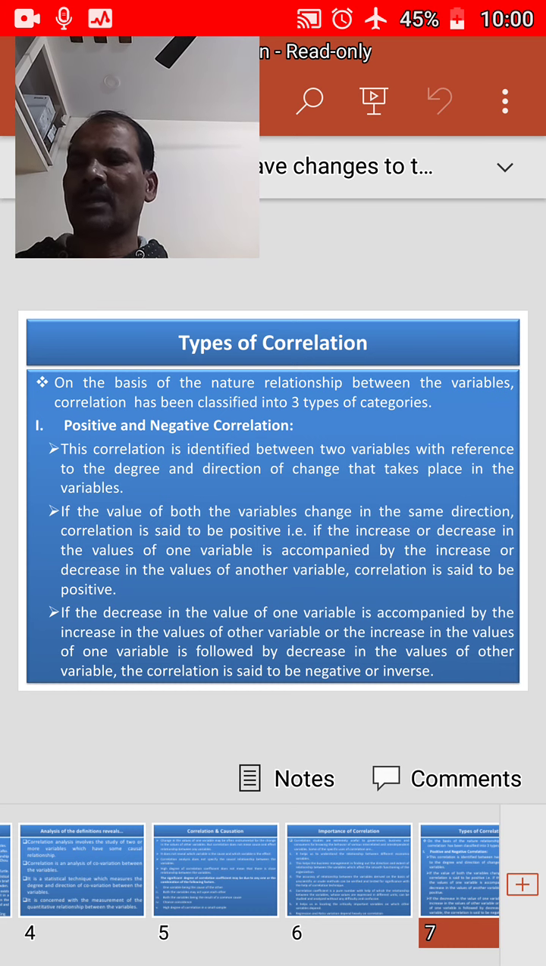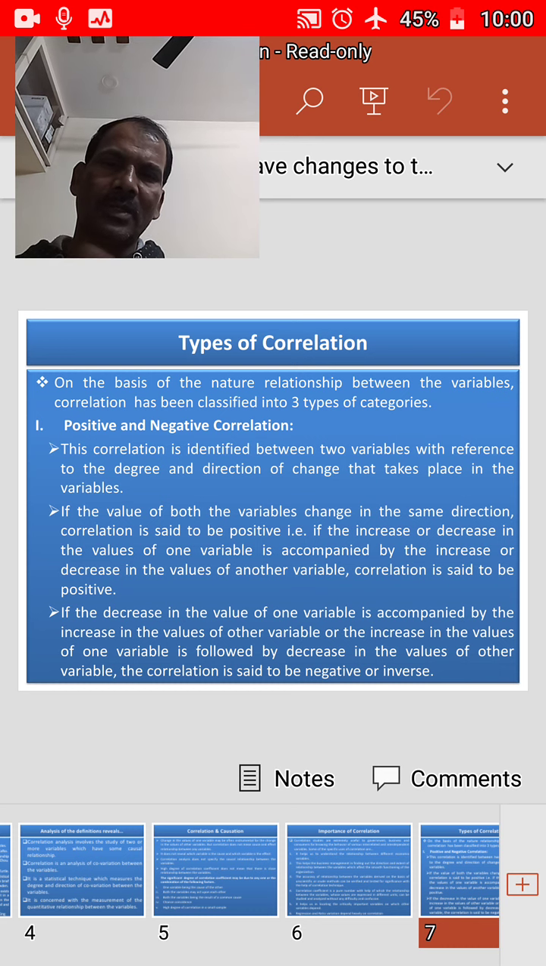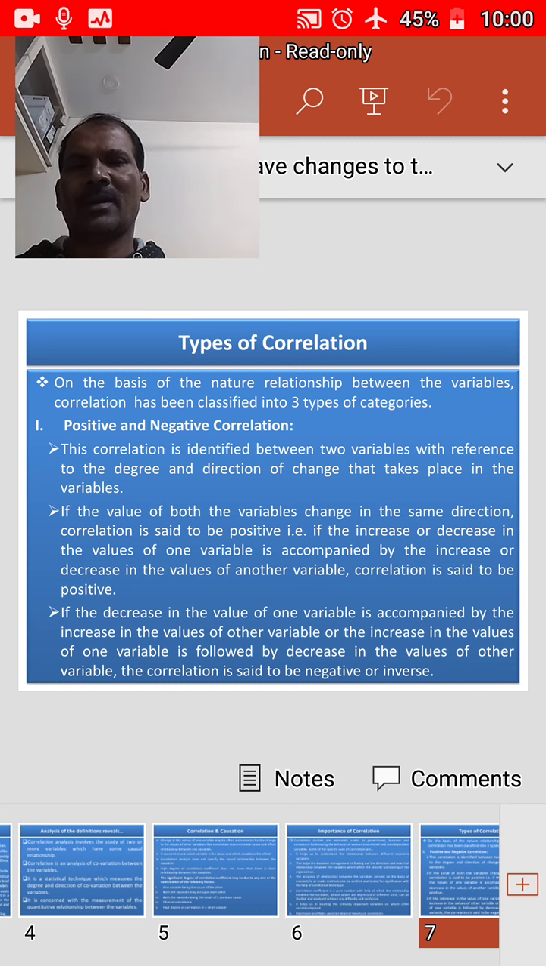Next, on the other hand, if the decrease in the value of one variable is accompanied by the increase in the value of the other variable, or the increase in the value of one variable is followed by the decrease in the value of the other variable, the correlation is said to be negative. Means one is moving in the forward direction and the other is moving in the downward direction. That means an increase in one variable causes a decrease in another variable. For example, price of the commodity and demand for the commodity.